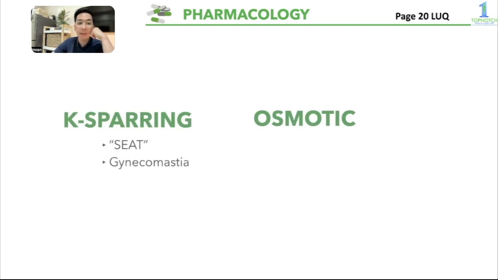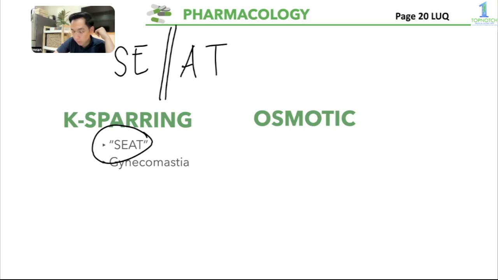Your potassium sparing diuretic, the mnemonic for that will be SEAT, S-E-A-T. Write it with the S-E together and the A-T together, and draw a line in between. The S-E would be your spironolactone and your eplerenone. Spironolactone and eplerenone are your aldosterone antagonists.